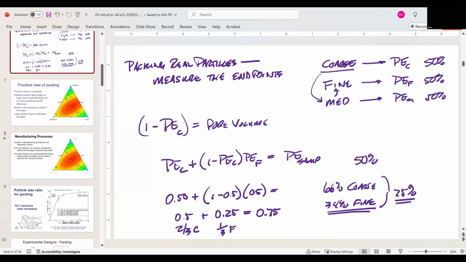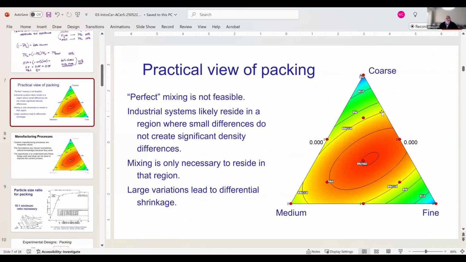So here's a more practical view of packing. One summer, I had a series of students. We took coarse, medium, and fine powders. These were all tabular alumina powders obtained from a commercial supplier. We mixed coarse, mediums, and fines, and then we did a statistical experimental design, which is not particularly important.